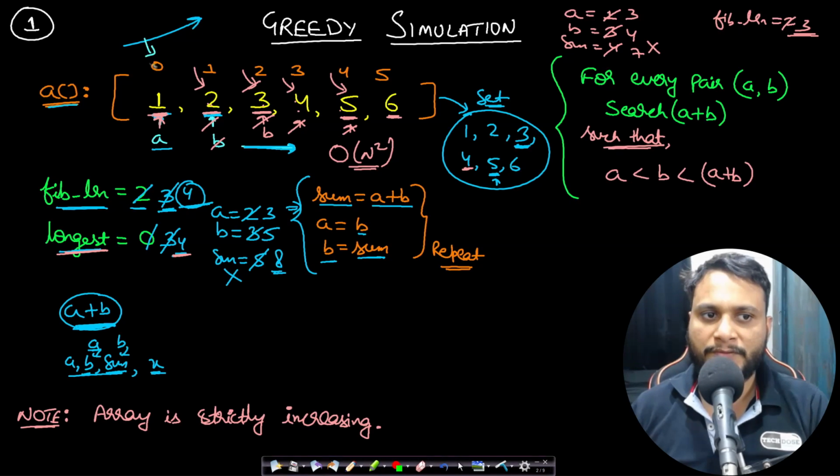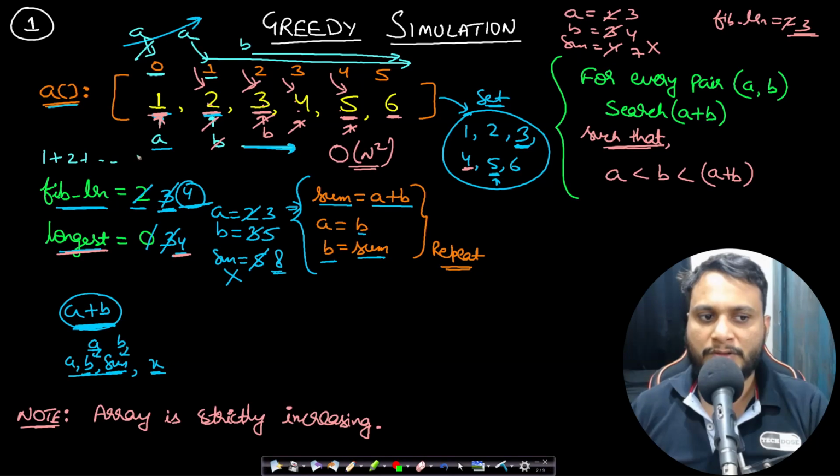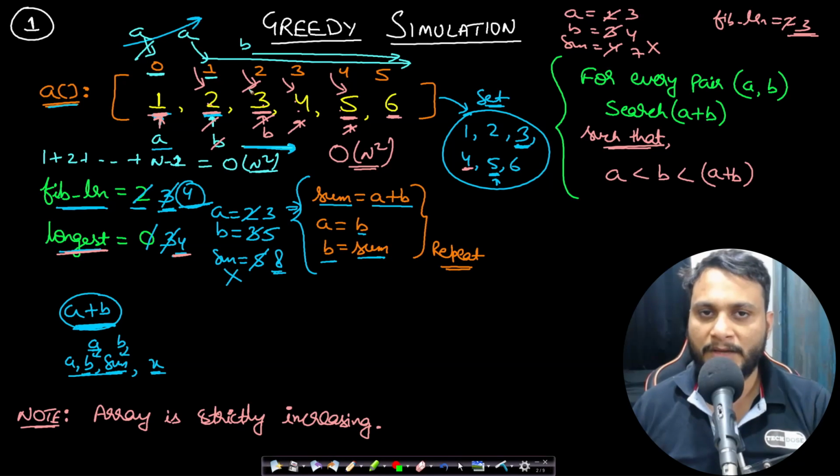Because for the first item being at index 0, we are trying with every other item as the second item, and then again we will be shifting our first item, assuming it at index 1, then we will be trying for all the n minus 2 items, right? So this is the sum of 1 plus 2 plus and so on plus n minus 2 or n minus 1, you can say. So these many comparisons will happen, which is equivalent to order of n square, right? So that is why there are order of n square such starting pairs.